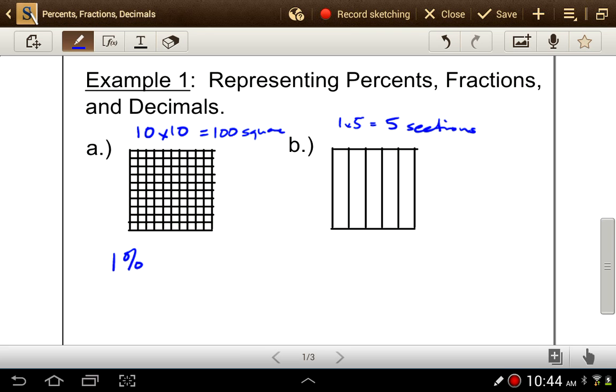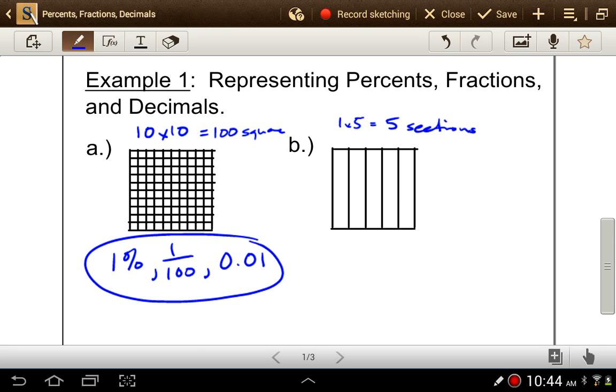As a fraction, that is going to be 1 over 100. Each section represents 1 out of the 100 total, the amount each section has over the total number of sections. And then the decimal of each one is going to be 0.01, or 1/100th. And that's what each section represents. So it's important that when you look at a grid, you know what each section represents as far as the total. The total of the grid is 100%.